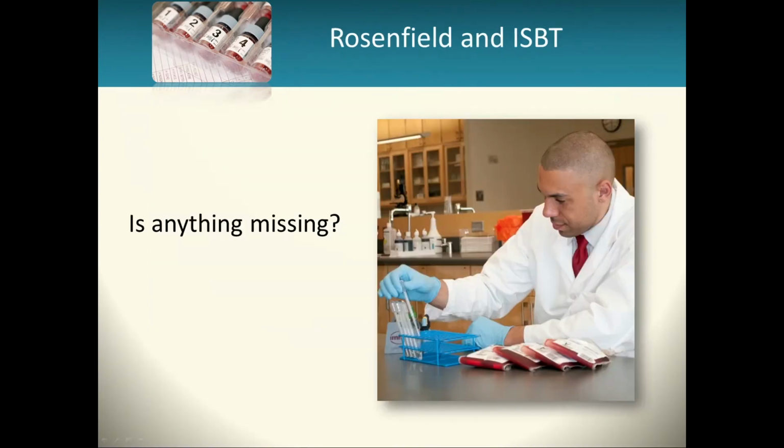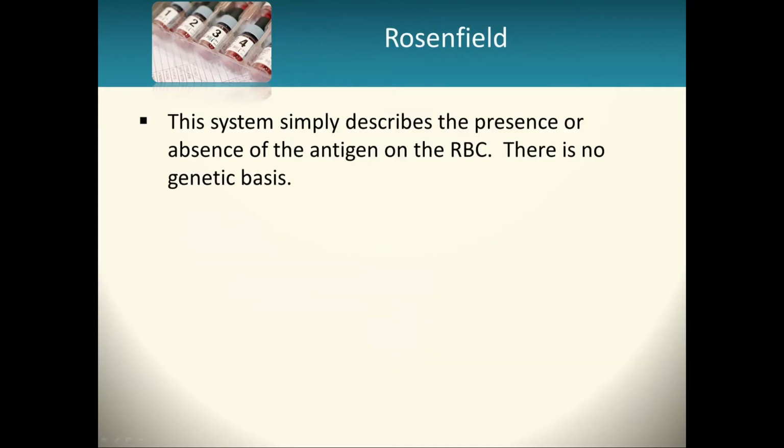So now that we've covered 2 of the nomenclatures, is anything missing? Yes. Both Fisher-Race and Wiener account for only 5 of the most clinically important antigens in the Rh system. And remember, to date, there are about 61. So as our knowledge and discovery of Rh antigens has expanded over the decades, it became necessary to come up with a more organized system to order them.